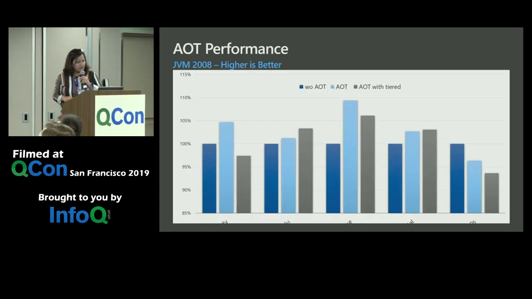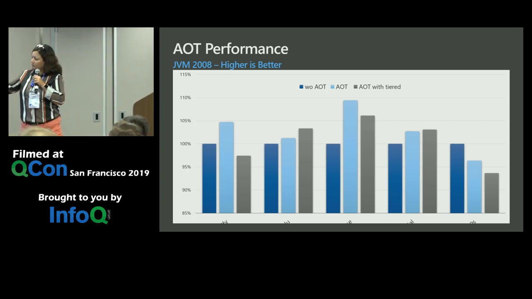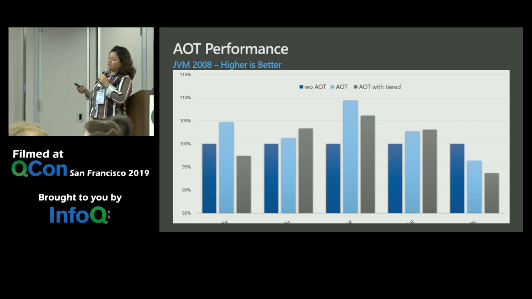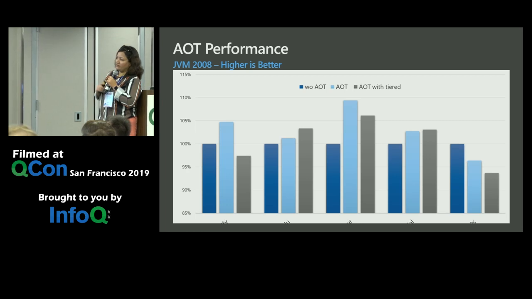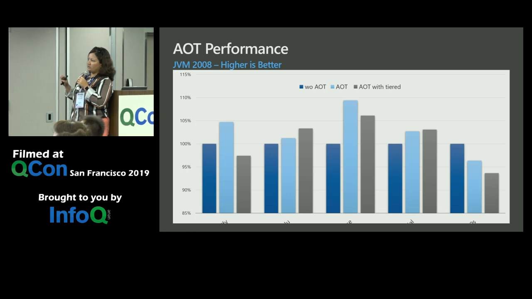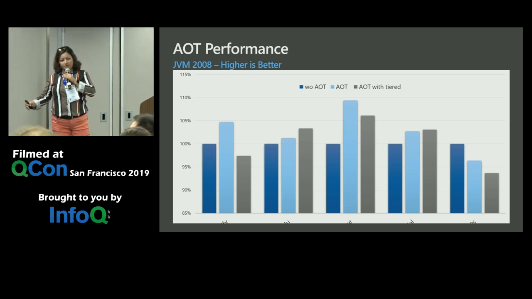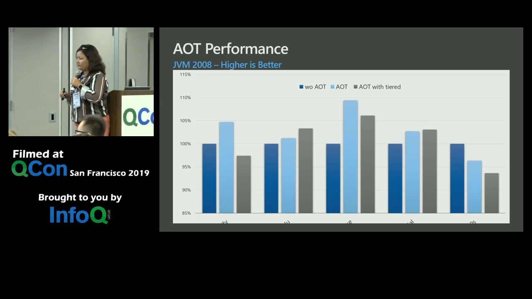So sorry about the labels getting cut off. What I did is I took the JVM 2008 startup component, and I tried to run it without AOT, then with AOT, and with AOT with tiered. The difference between AOT and AOT with tiered is that when you create the dynamic library, you could say that you would like it to be able to use the tiered compilation path, or you could say no, I don't need the tiered compilation path.